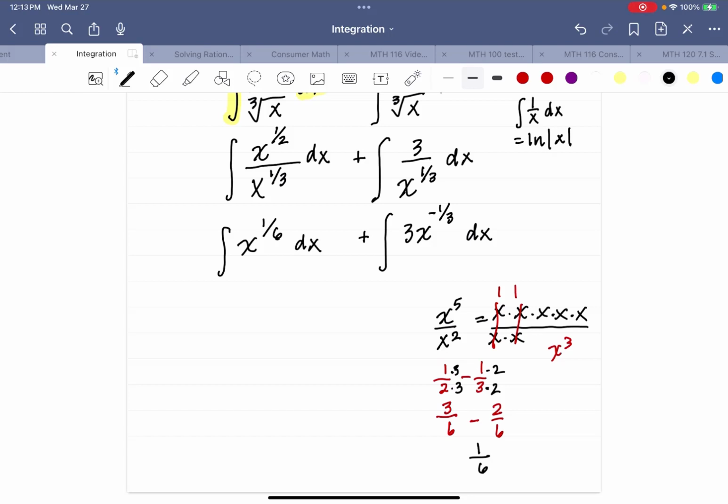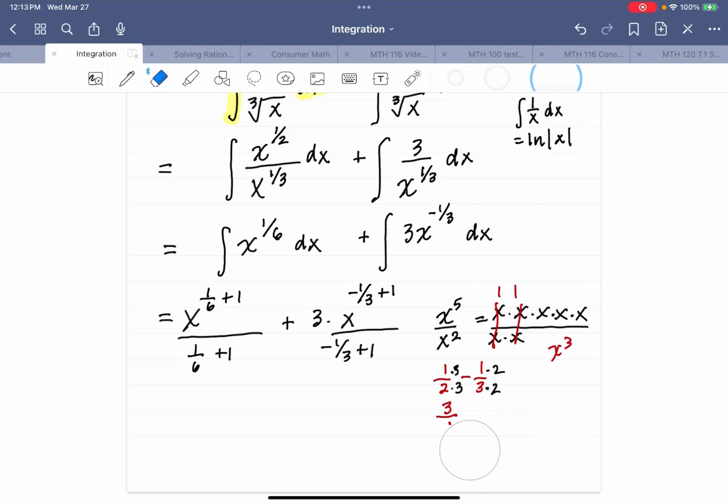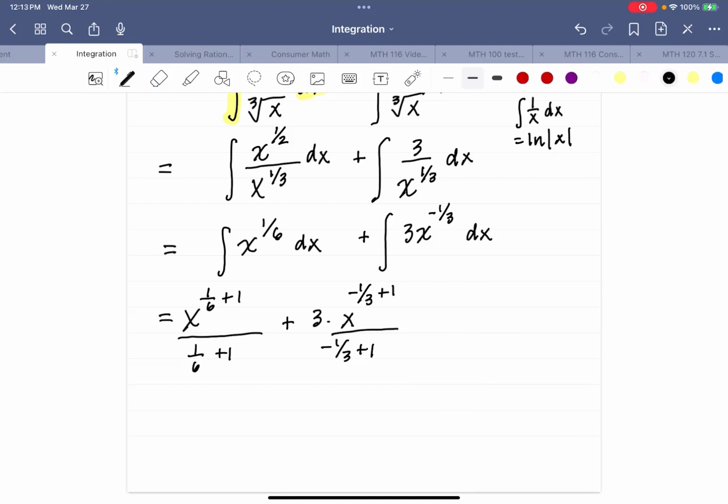And now we're ready to just use the power rule by adding 1 to the power and dividing by it. So I'm going to get x to the 1/6 plus 1 divided by 1/6 plus 1, plus 3 times x to the negative 1/3 plus 1 divided by negative 1/3 plus 1. And always, when you're taking an integral, you've got to add plus c because you don't know what unknown constant could have been there whose derivative was 0.